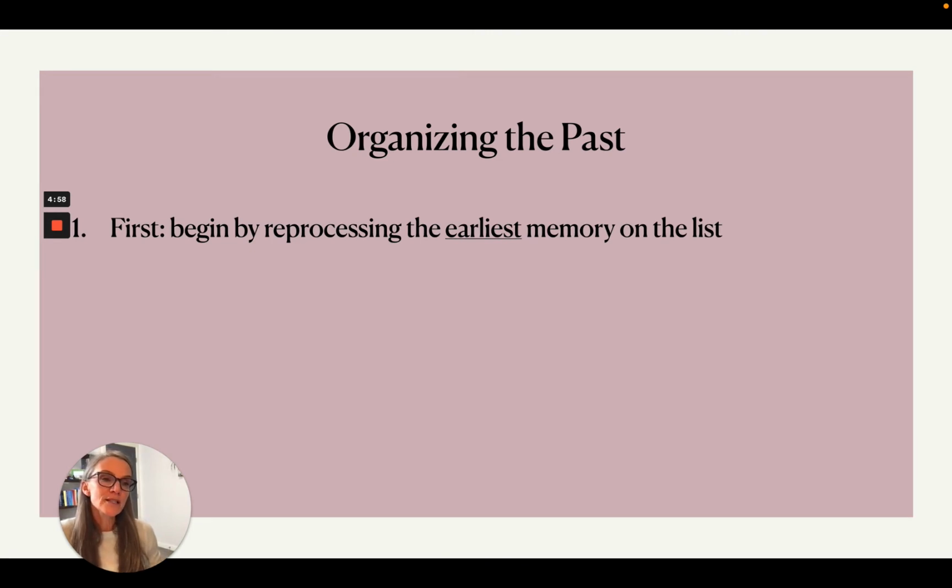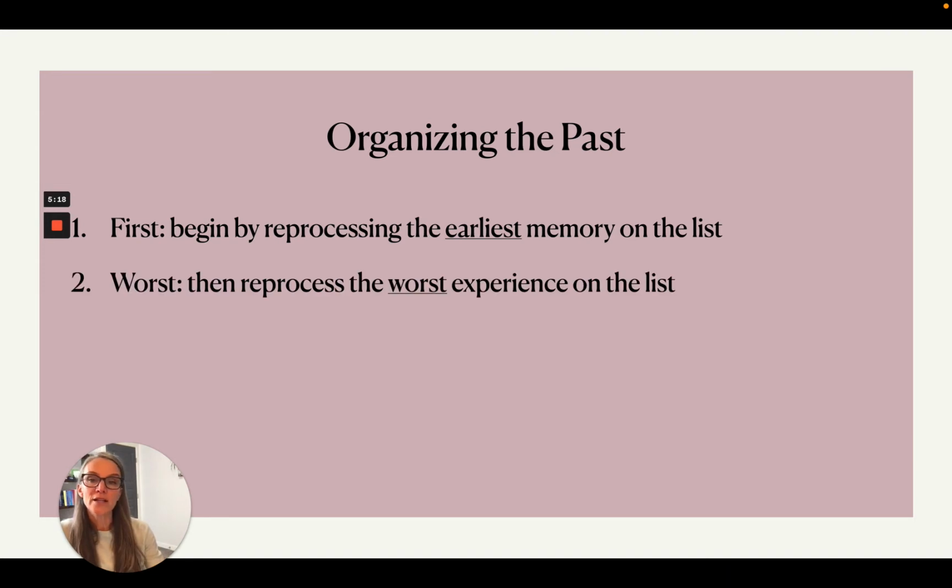When reprocessing past memories on a target list, one of the most efficient ways to work is with first, worst, and remaining. What this means is that we begin by reprocessing the earliest memory on the target list, and we do this to clear the disturbance where it originated. And once completed, we then reprocess the worst experience on the list.